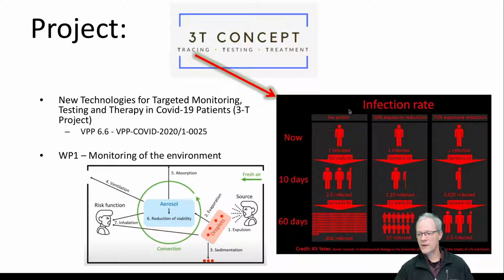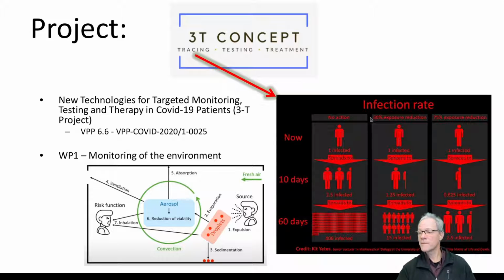Well, if we look at the right picture here, you could see that if we do no action for the exposure reduction, meaning that if we monitor and there is a risk of infection, if we do nothing, then after 60 days, from one infected person, we could end up having 400 infected people.